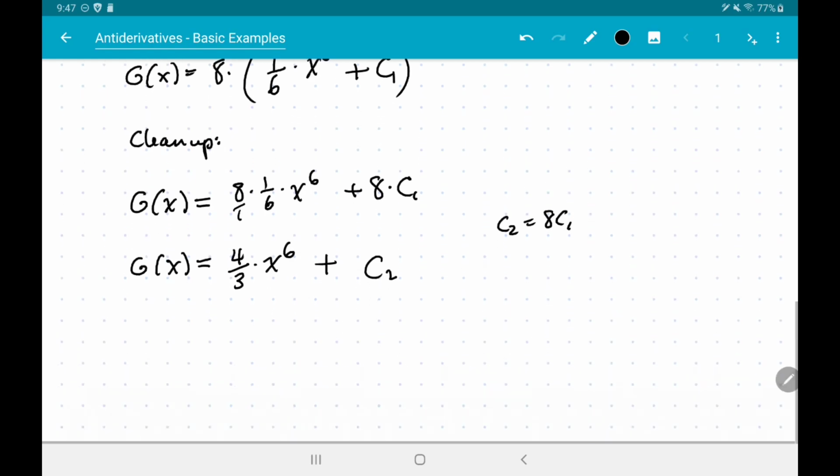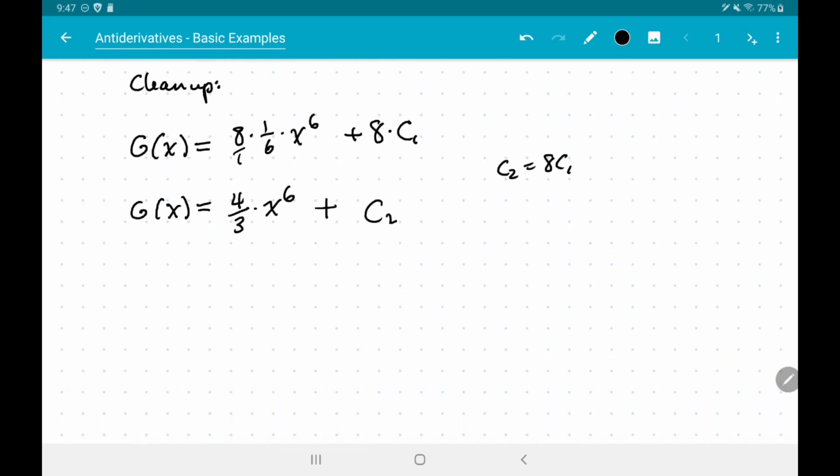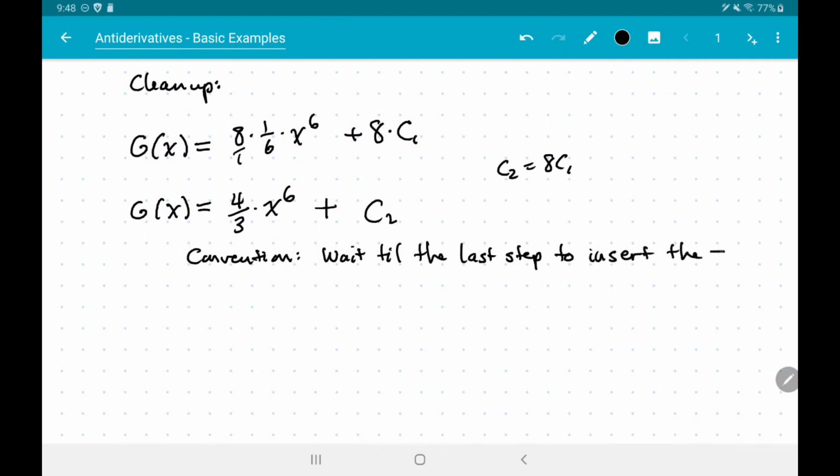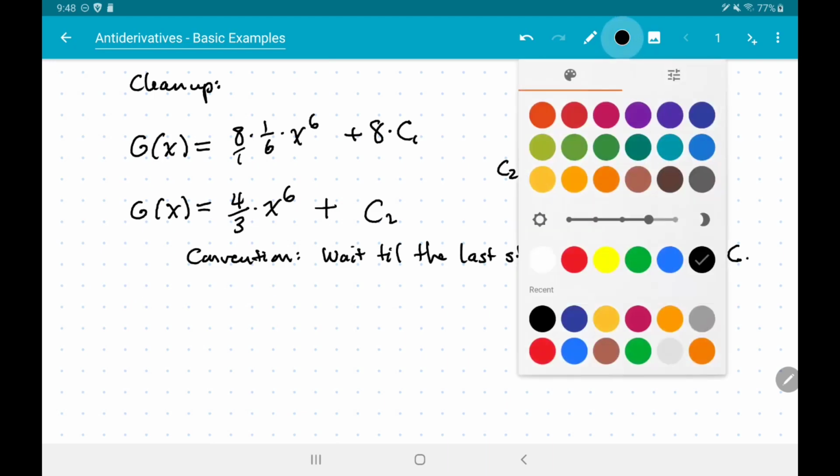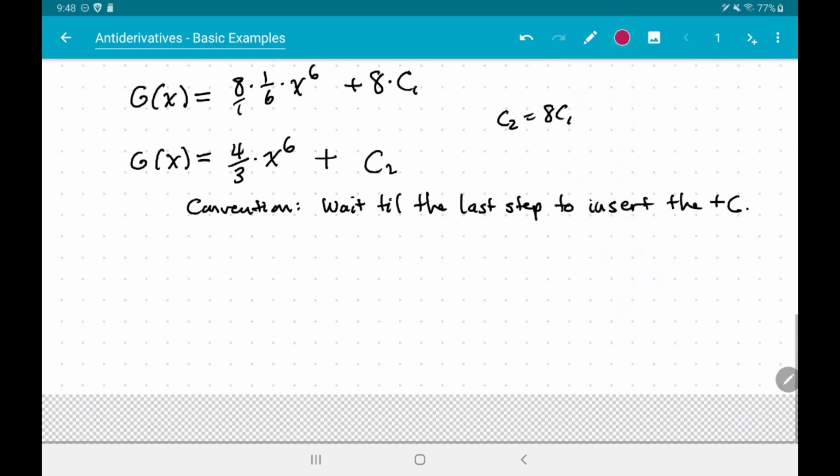The convention that you will see for most antiderivative calculations is to wait till the last step to insert the constant of integration. So what you would normally see is something like this. Let me redo this. Let me do this in this color.